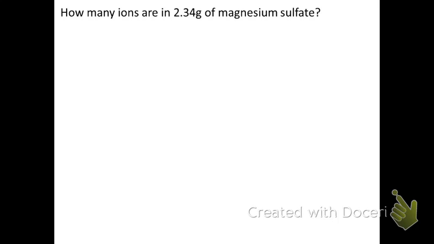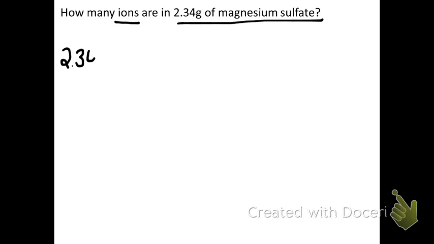Here's another question as an example. How many ions are in 2.34 grams of magnesium sulfate? So I'm going from grams of magnesium sulfate to ions. The fact that it even asks for ions tells me right off the bat that I'm going to be breaking down formula units, because the only 3 representative particles are the atom, the formula unit, and the molecule. I know ions aren't a representative particle. I know I'm going to have to break down the formula unit.